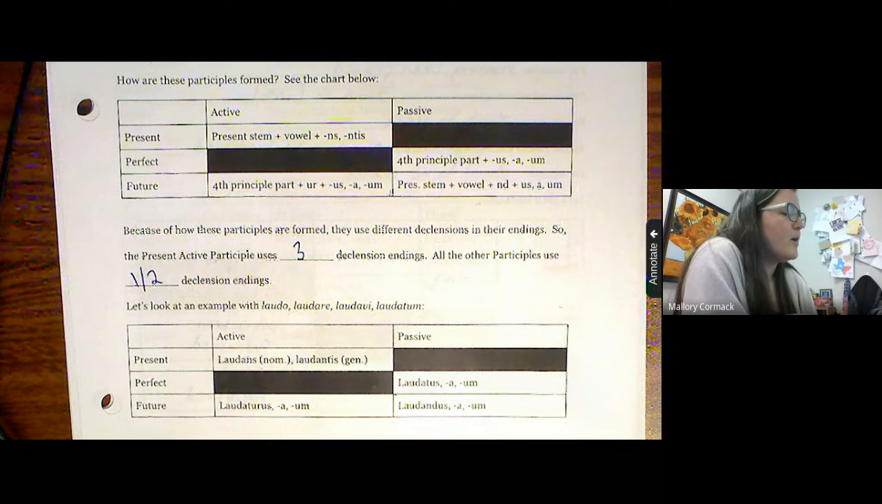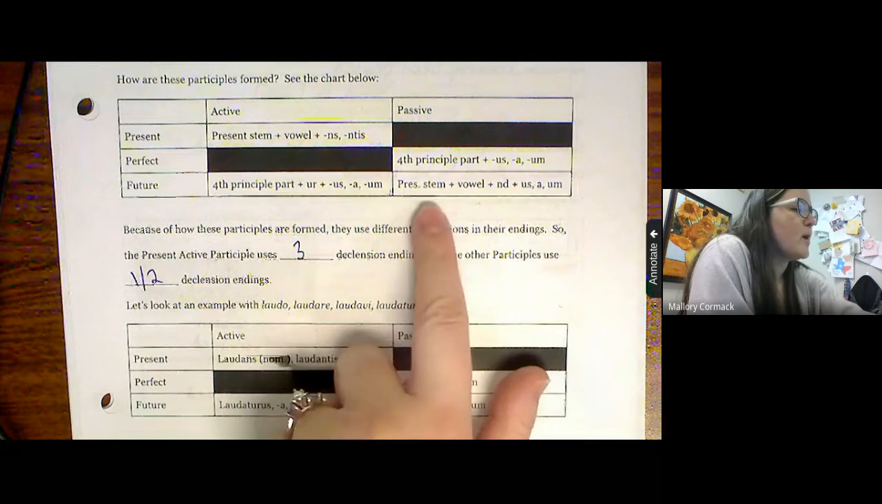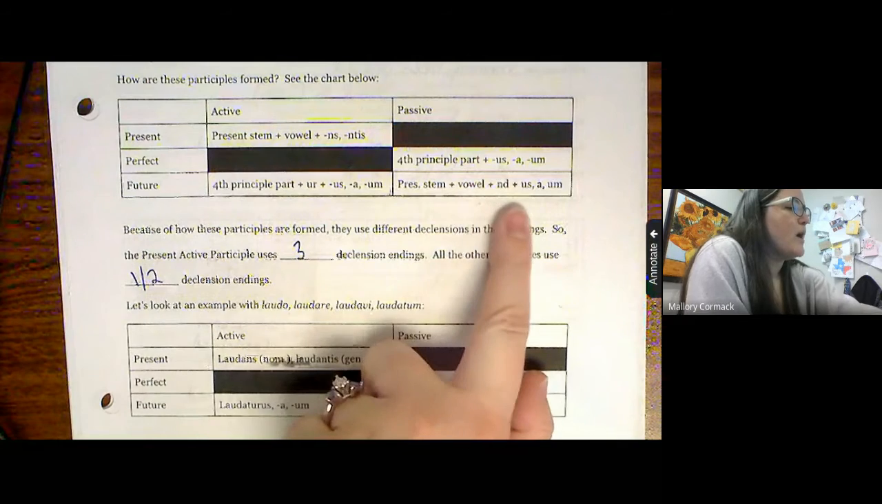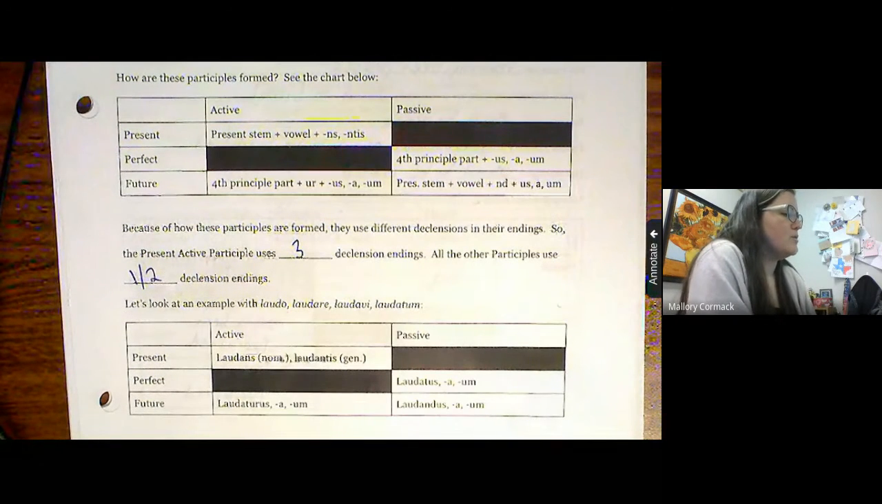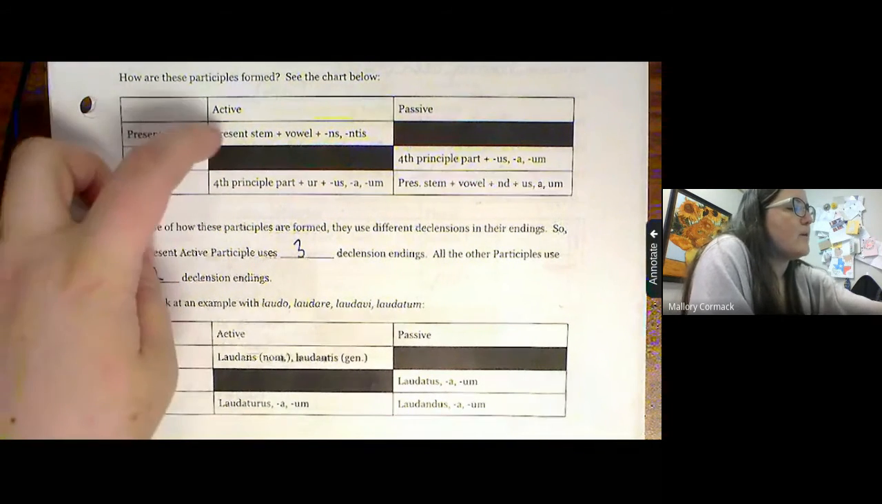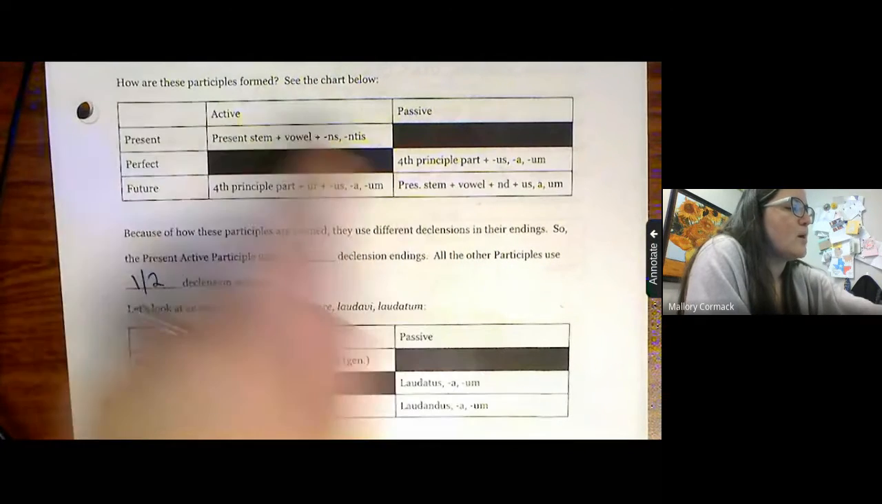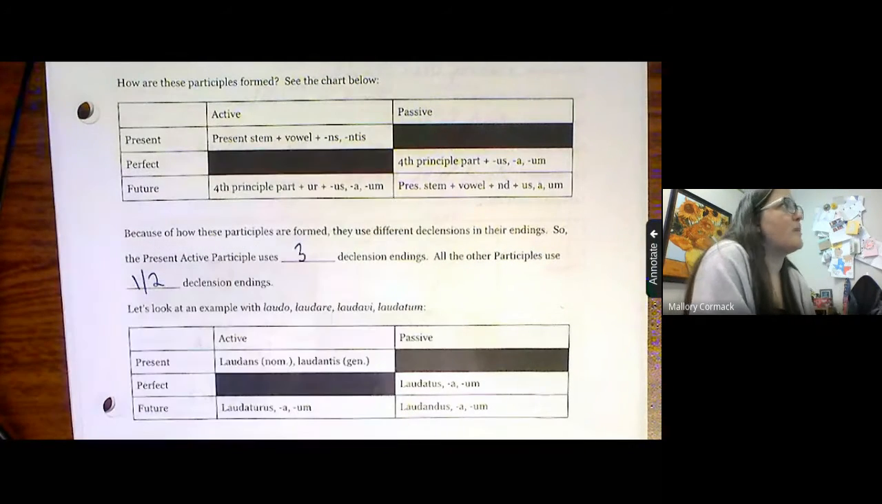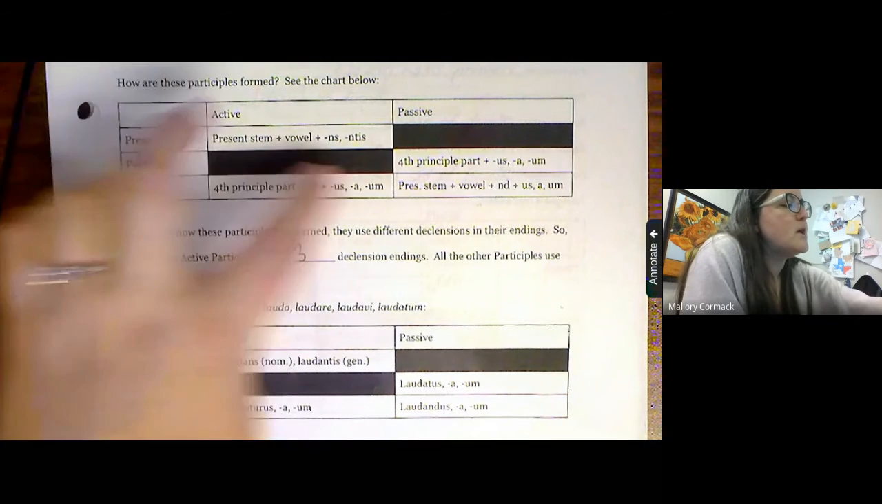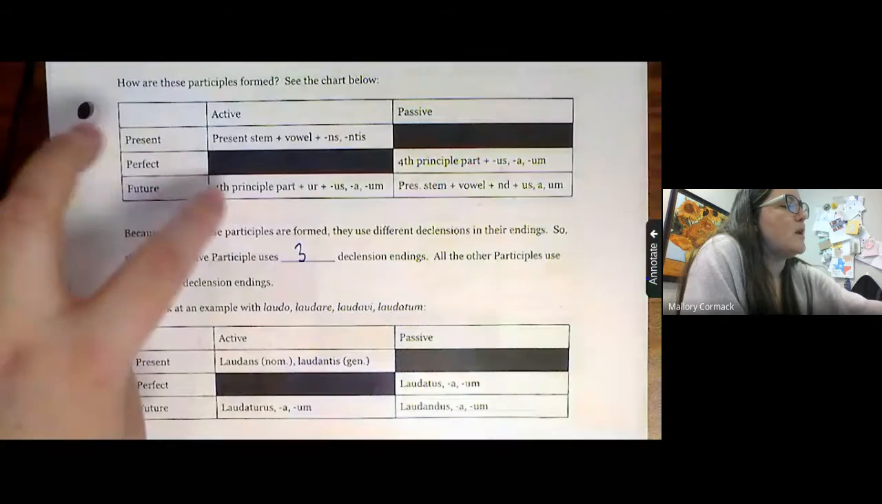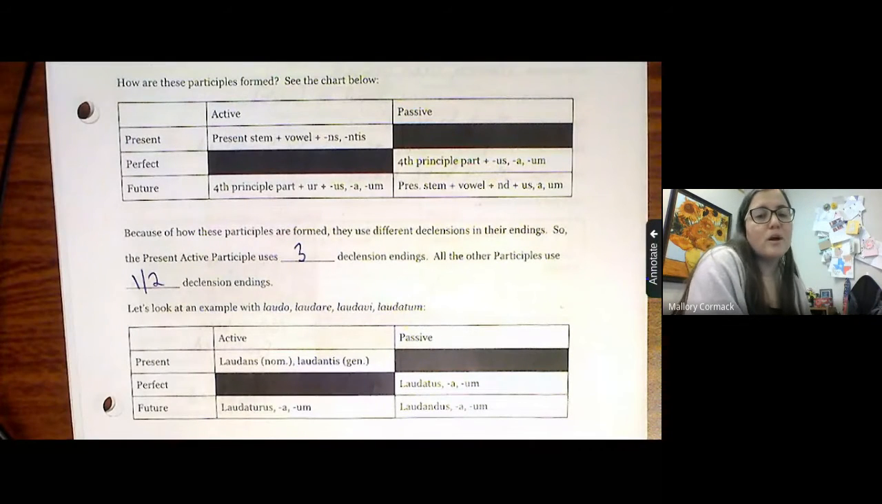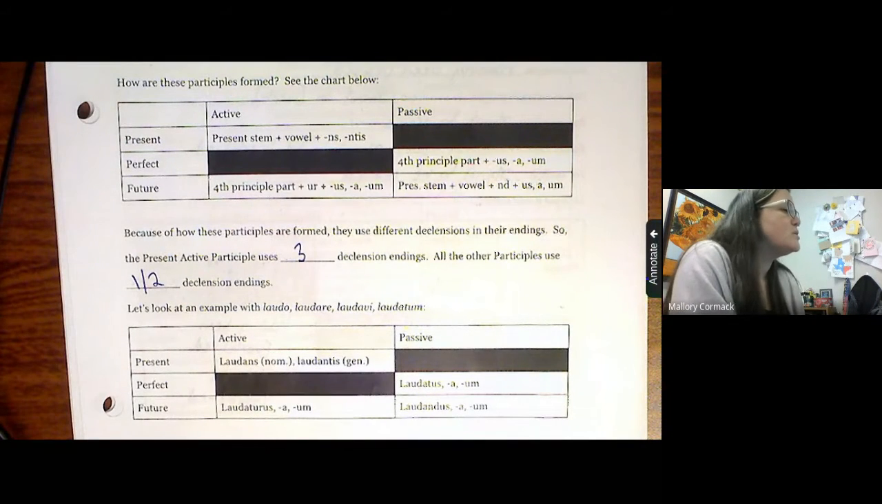And then for our future passive, we have the present stem, our vowel, ND, and us. So notice that our first one and our last one, our present active and our future passive, both use the present stem, where our 2 middle ones, our perfect passive and our future active, both use our 4th principal part. So we're using 2 different stems to form these.